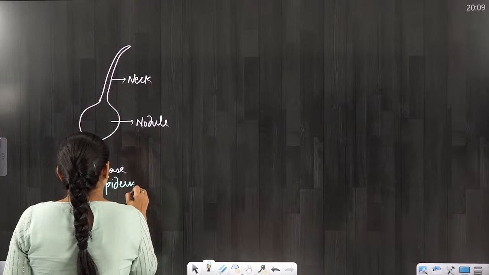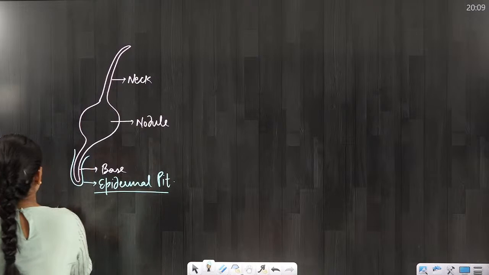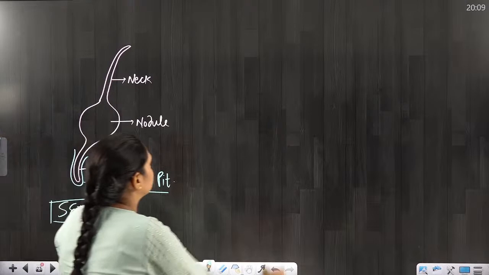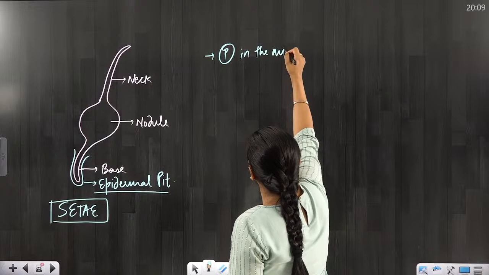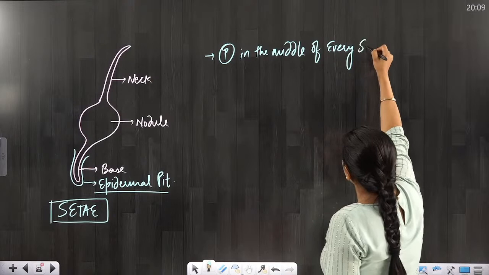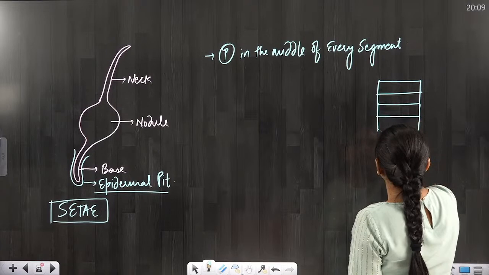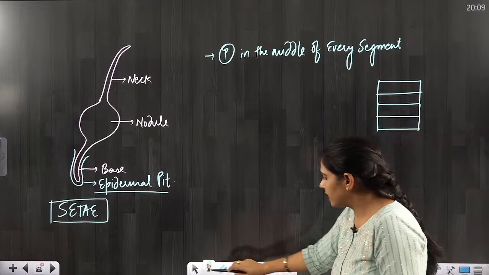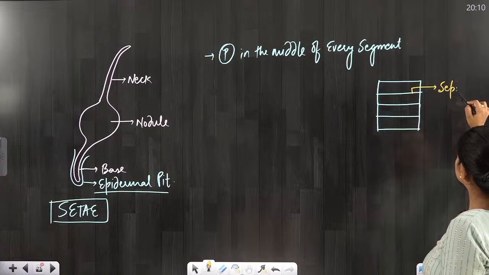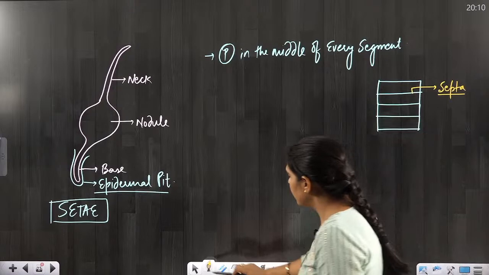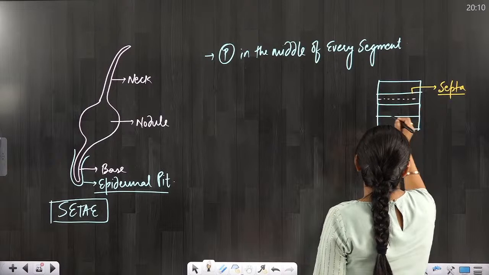So this is the structure of a seta. And where are these setae present? They are present in the middle of every segment. Alright, if this is one segment here, this is another segment, this is another segment. So basically this is septa here, which is separating the two segments. And in between every segment, there is a ring of setae, beta. So this is the ring of setae. Here the setae are present.